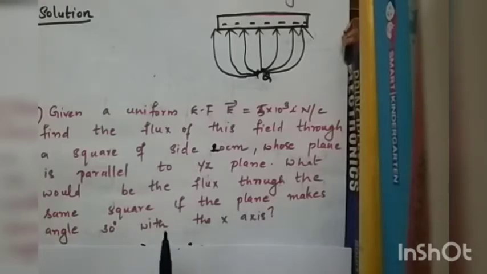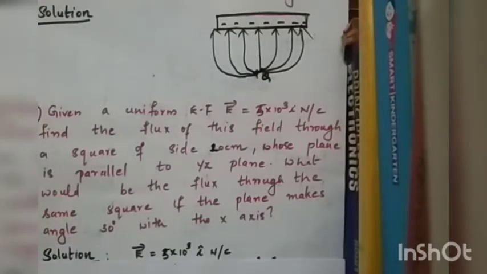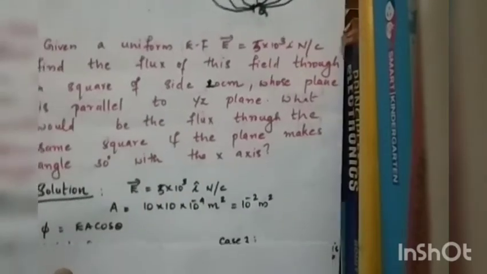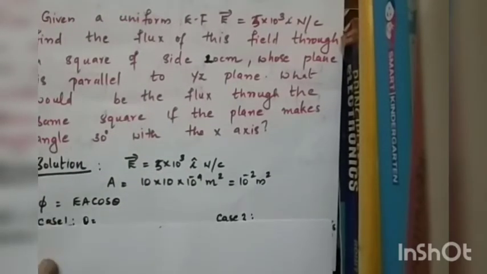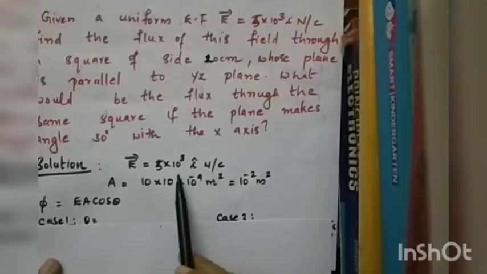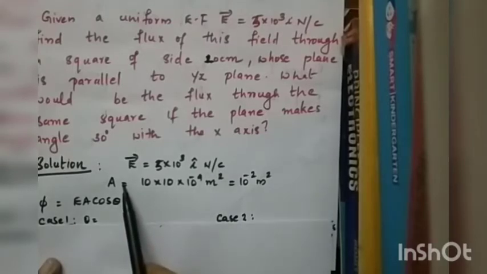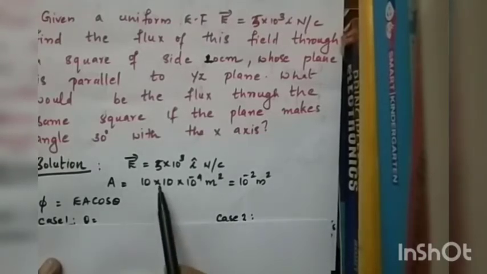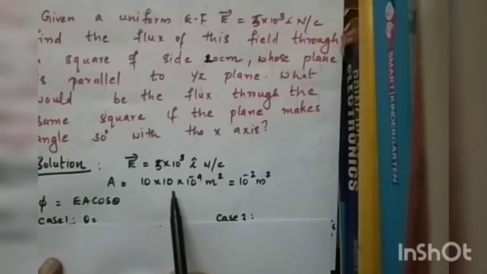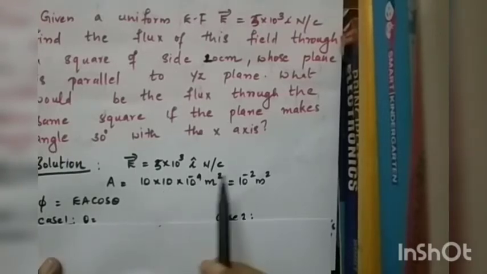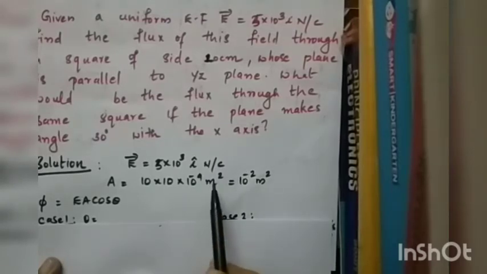Okay, so first you need to find the flux through this square. Here I have written the data: the electric field E is 5 into 10 raised to 3 i Newton per coulomb. Area, how will you find it? Since it is a square, we can find the area using the equation A squared. A means the side of the square, which is given as 10 centimeter. So area will be 10 into 10. Since it is given in centimeter, we need to convert it into meter. So 1 centimeter is 10 raised to minus 2 meter.